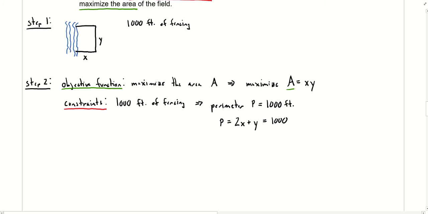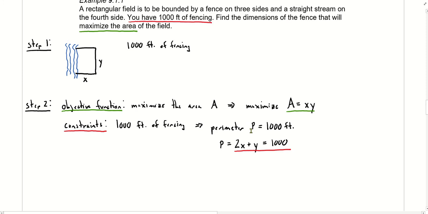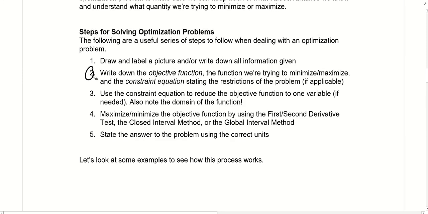So here's the thing I want to maximize, and here I have an equation that involves my constraint, in this case the amount of fencing that I have. All right, so why did I write this out in an equation like this? Why did I care about stating the constraint in terms of an equation with x and y? Well, if I go back to my steps here, in step 3, this is where I use both the objective function and the constraints. Specifically, what I'm going to do is use the constraint equation to reduce that objective function to one variable.